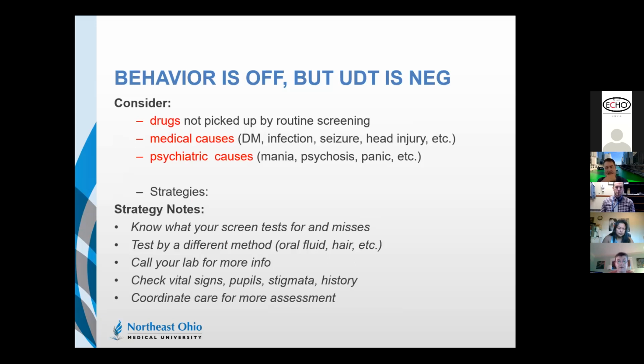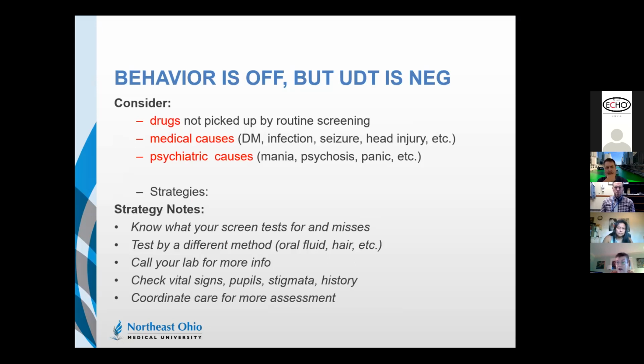We must always think about the fact that our urine drug screens are pretty limited. There are a lot of drugs that they don't pick up. Is the patient using one of those and having altered behavior because of that? Are there medical or psychiatric causes of their behavior and ability to function not being where we expect it to be? And can we coordinate care for that? You can see our strategy notes.